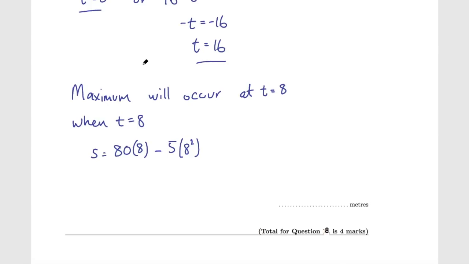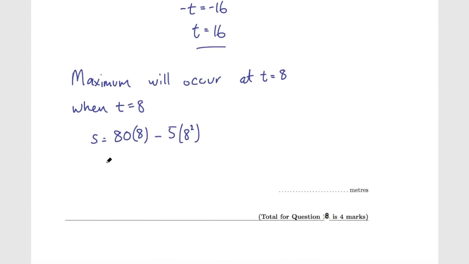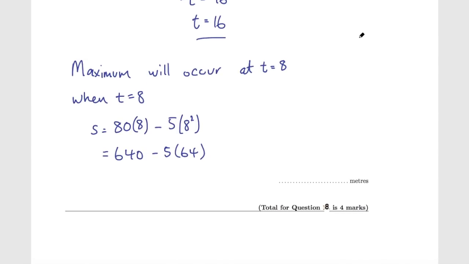And this is a non-calculator question, so we need to work this out without a calculator. So 8 times 8, that's 64. So 80 times 8, that will be 640. And then this is going to be 5 times 64. 8 squared is 64. And then, well, let's do a quick multiplication over here.